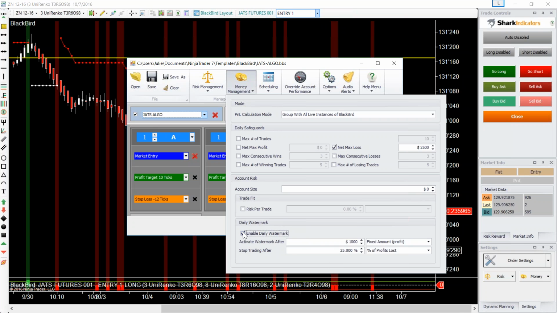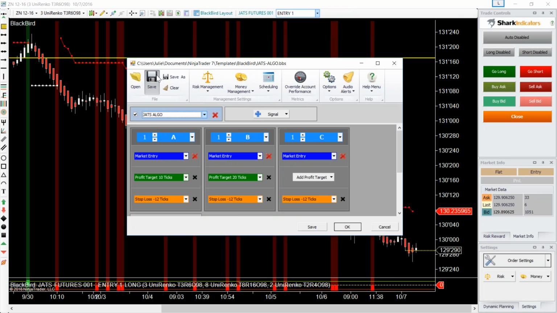I don't want to limit the trades like that, but we might as well go ahead and put this on. Maybe I'll put 1,500. And so after 25% of 1,500, stop trading. So I'll enable that. And so that saves that. And all of your settings are saved.